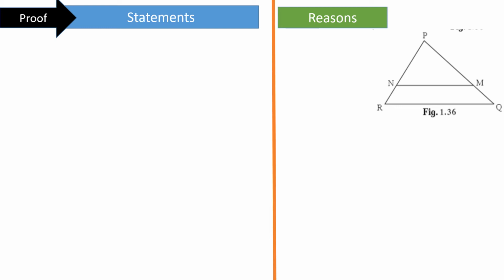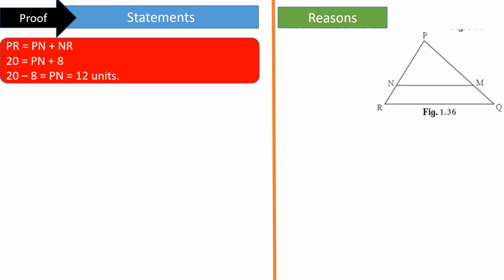We know PR is equal to PN plus NR. Reason for this is P-N-R, since these 3 points are collinear and N lies between P and R. We know the length of PR as 20, PN we don't know, 8 is the length of NR. So the length of PN we have got 12 units. We also need to find the length of MQ, which is not known to us. So we'll first find out MQ.